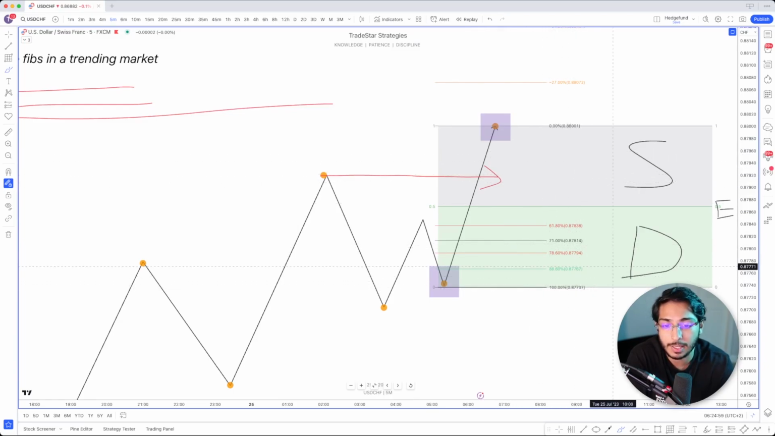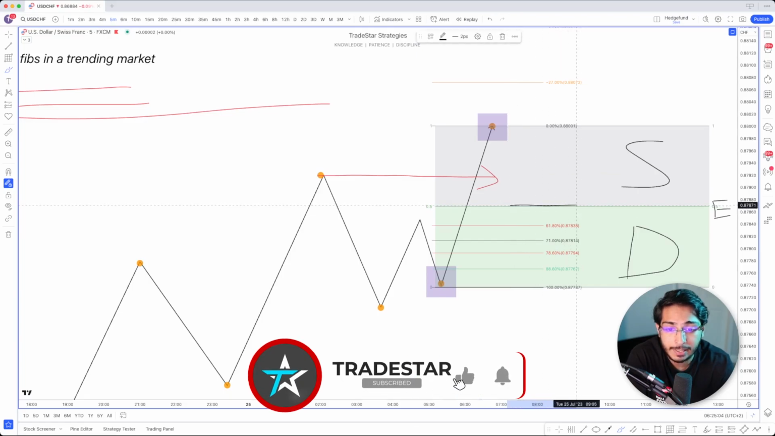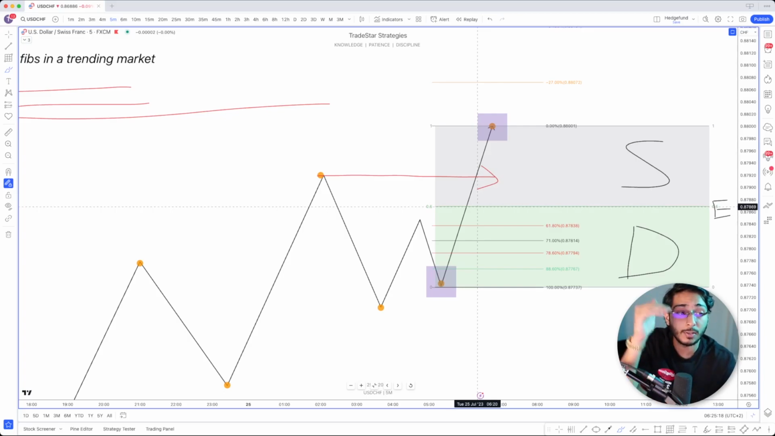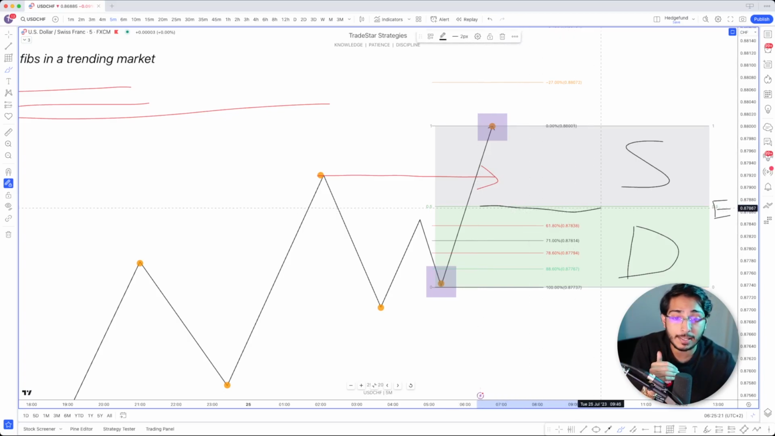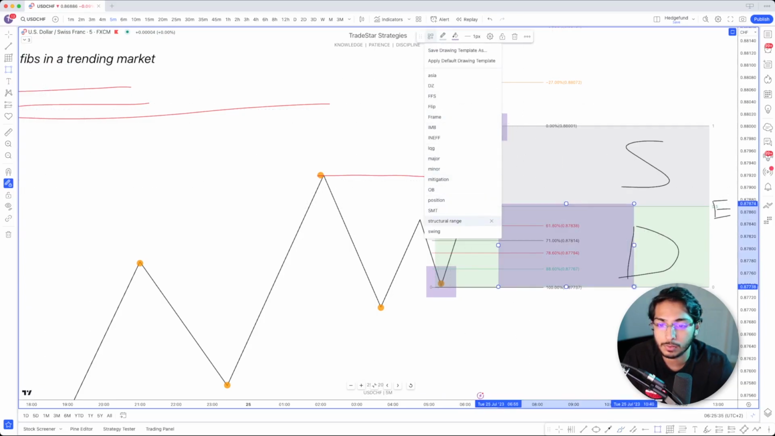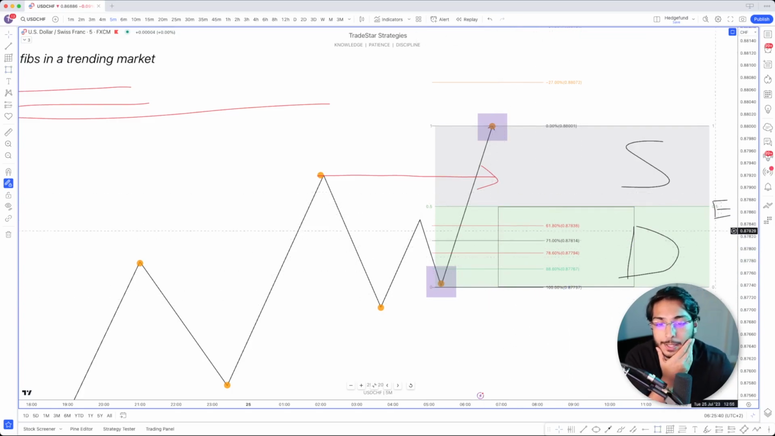So premiums and discounts. When it comes down to it, you want to buy in discounted prices. So you want to buy anywhere below the 50%, which is a discount, right? You want to buy the discount. So already you should know that if I'm waiting for this market to pull back and retrace, I'm already looking to buy in this box here. Let's do this real quick. Structural range. You should just know that I'm looking to buy somewhere in this box here, right?